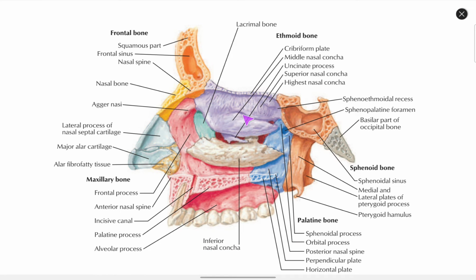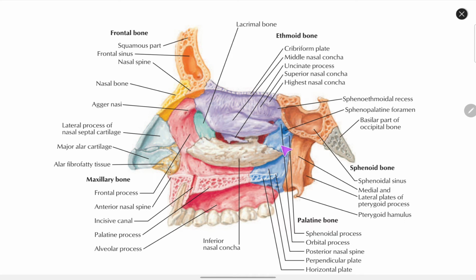So the skeleton of the lateral wall is partly bony, partly cartilaginous, and partly made of soft tissues. The bony part is formed by the nasal bone, the frontal process of the maxillary bone, then the lacrimal bone, then the ethmoid bone. The superior as well as the middle concha are formed by the ethmoid bone, and the inferior nasal concha is considered a separate bone.